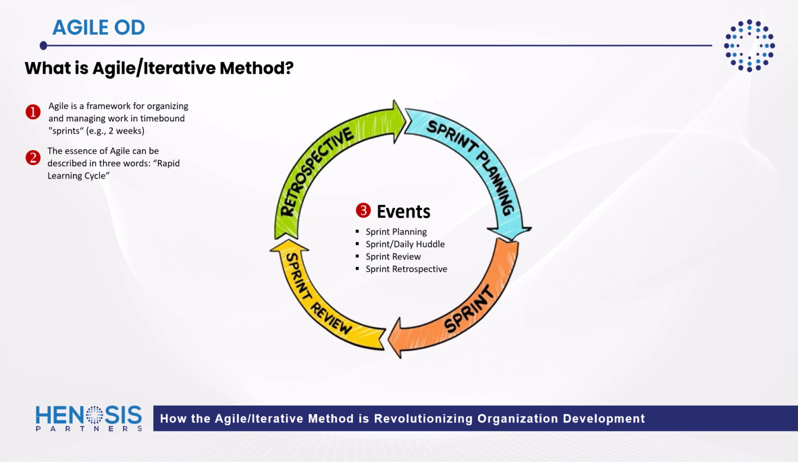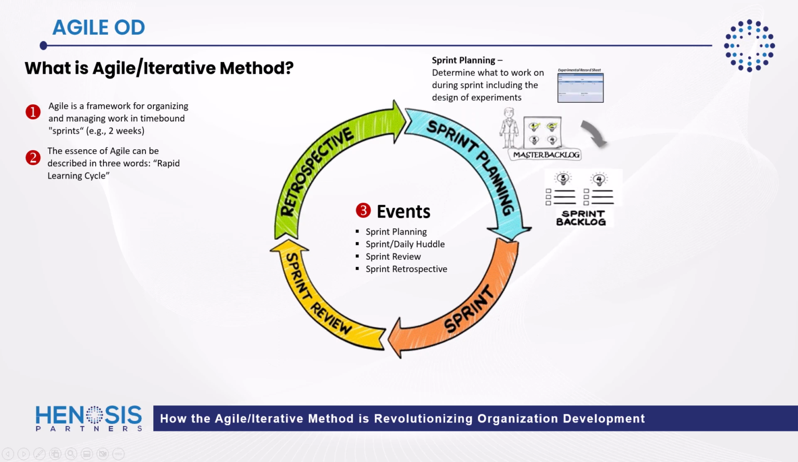So let's understand each of these events better. The Agile Iterative Method begins with sprint planning, which is when we determine what to work on during the sprint, including the design of our experiments. As part of our sprint planning event, we review our master backlog, which you could think of as a master list of future to-dos, future action items that we need to perform. And it's from this master list that we actually create our sprint backlog, which are the list of activities that we're going to execute during the current sprint.